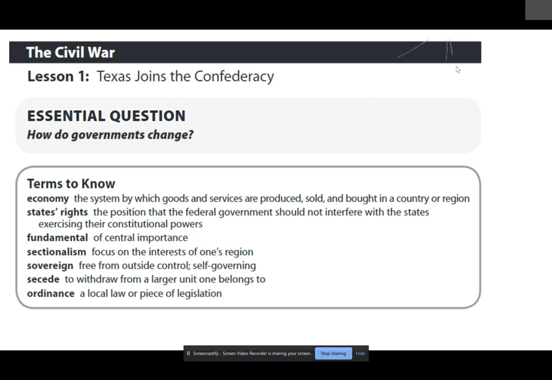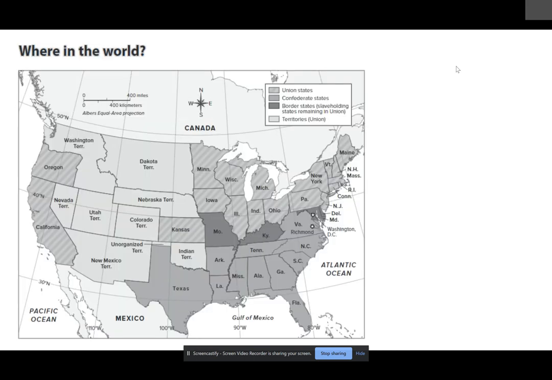Fundamental: of central importance. Sectionalism: focused on the interest of one's region. Sovereign: free from outside control, self-governing. Secede: to withdraw from a larger unit one belongs to. Ordinance: a local law or piece of legislation.